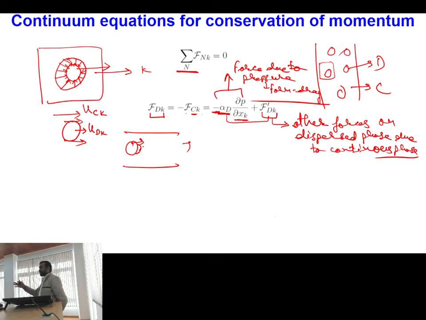So because of that, some additional force comes, which is called the added mass force. At the moment, I am not including the distinction whether my particle is accelerated or under steady condition. I am trying to write a generalized situation. So I have simply written F dash dk to account for other forces acting on the dispersed phase due to the continuous phase. For different situations it can be different.